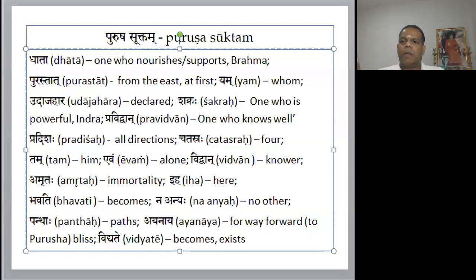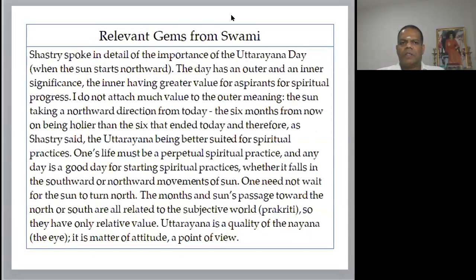That's why in the Vedas, Brahma Vid, Brahma Iva Bhavati. One who knows the Brahman becomes Brahman. So knowing is the way to get to that point. So you can see in this mantra, vid has been used in multiple places: Pravidvan, vidvan, and vidyate. By knowing something, it comes into existence. So that kind of a meaning. Okay, we will read a discourse excerpt of Swami, where Swami has nicely put it.